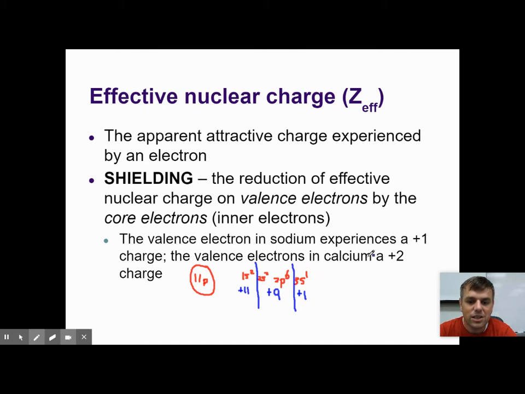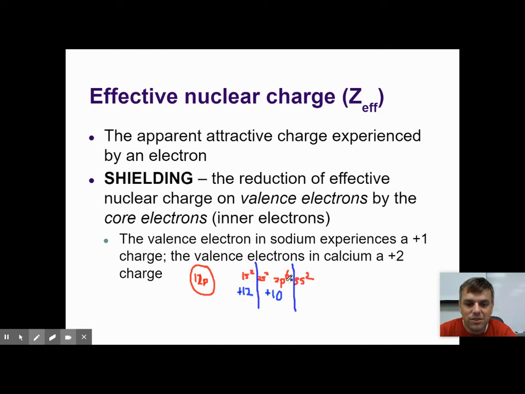Now, instead of talking about calcium, let's just talk about magnesium, so I don't have to completely redraw everything. Magnesium has 12 protons and its electron configuration ends in 3s2. So for magnesium, these electrons experience a plus 12 effective nuclear charge. The electrons in the second energy level experience a plus 10 nuclear charge because they're shielded by the 1s electrons.